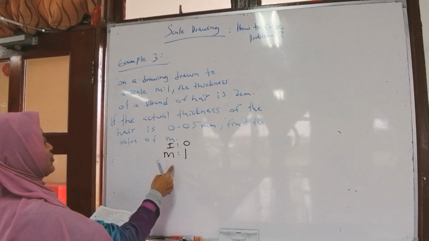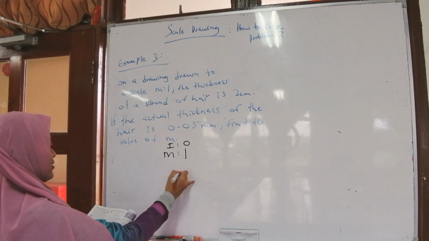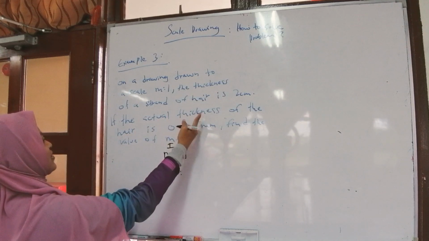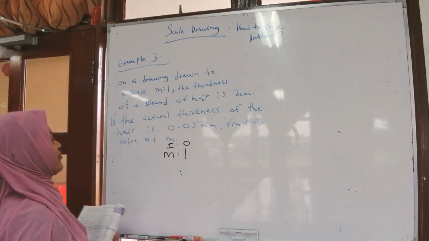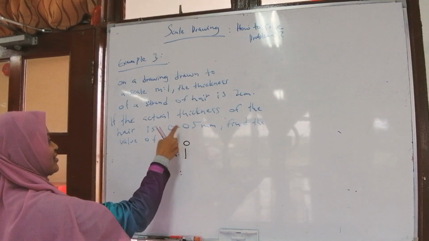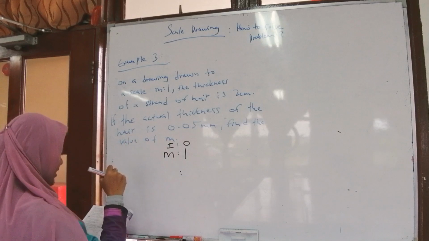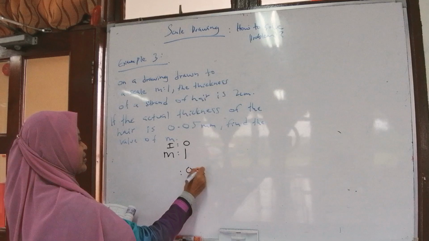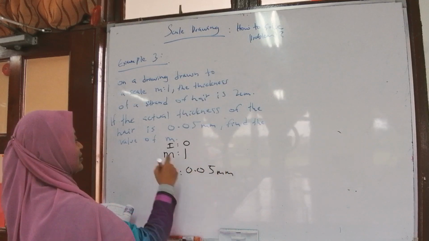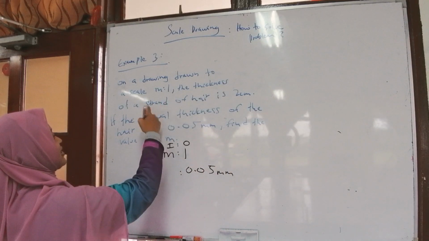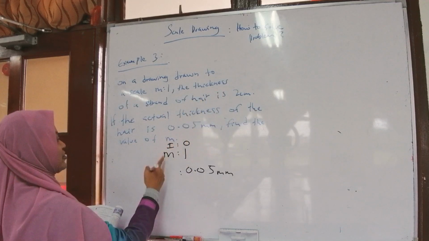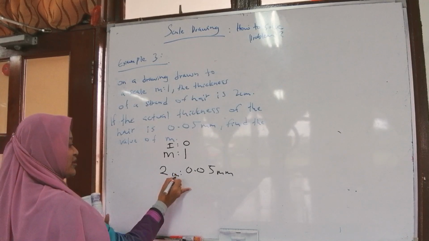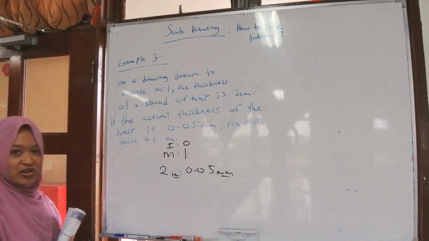So from here, we know that the actual thickness of the hair is 0.05, meaning 0.05 is the actual hair, so it is the object. So object 0.05 mm. They're using the scale, and then the thickness of the hair is 2 cm. So this will be the image. So 2 cm.